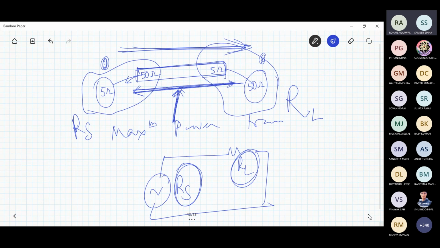Can you repeat the statement, sir, that power will transfer at its maximum level? Yes. Power will be transferred at its maximum level.